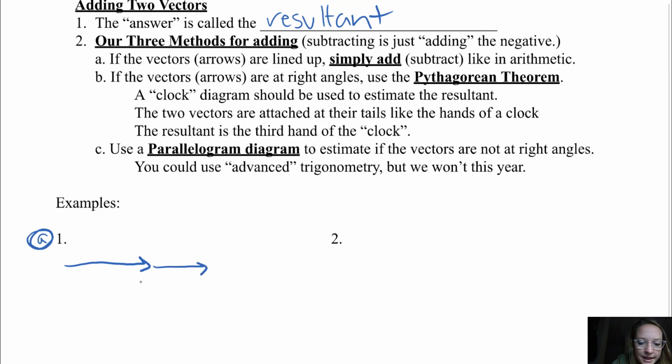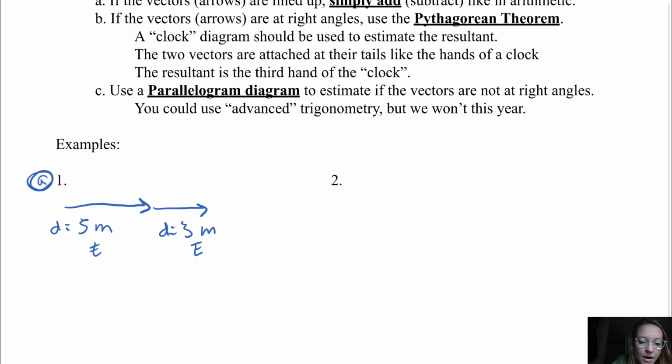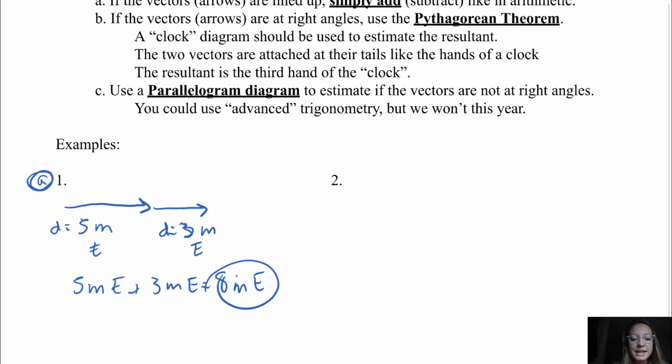So this first displacement is about 5 meters east. And this other displacement here is about 3 meters east. Now when they're lined up like this, see how they're going in the perfectly same direction? All you have to do for these is just add them up. It's super easy. So you can do 5 meters east plus 3 meters east equals 8 meters east. Bam, just like that, you're done.